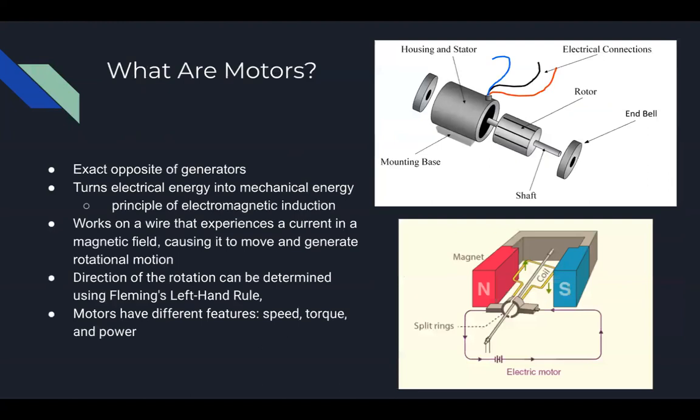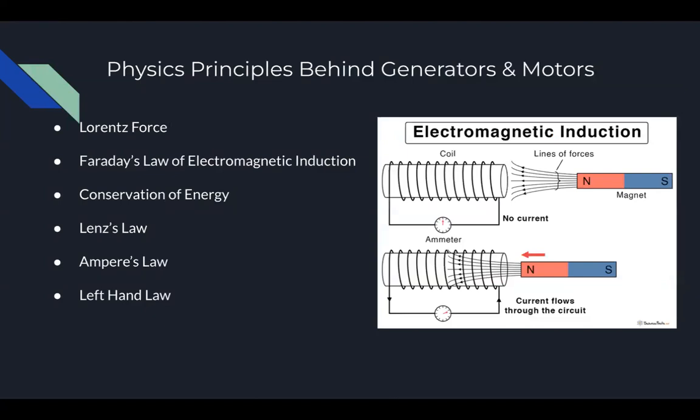So right here, as I said, the direction of rotation can actually be determined using Fleming's left-hand rule. And as you can see on the right, we have a visual example of how electromagnetic induction works. And we worked with a very small version of this in lab with the electromagnets.